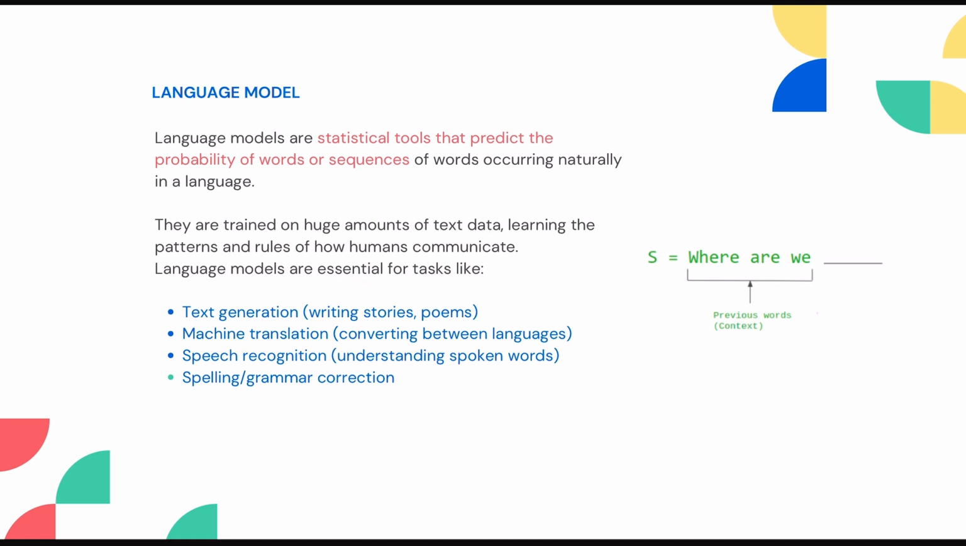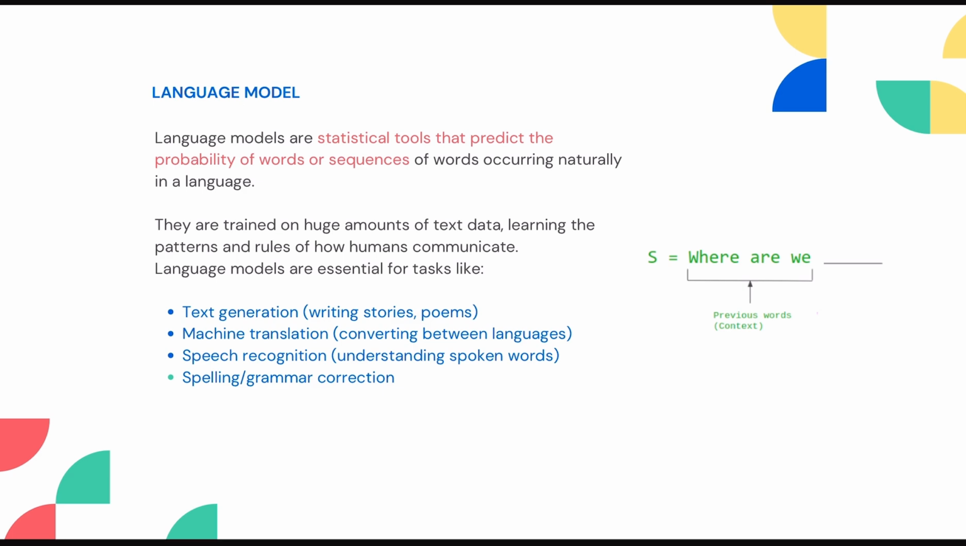Language models are essentially learning from that, and they understand tasks. For example, text generation, which is writing stories and poems, machine translation for converting between languages, speech recognition for understanding spoken words, and spelling and grammar correction. All these are some of the applications where language models can be used.